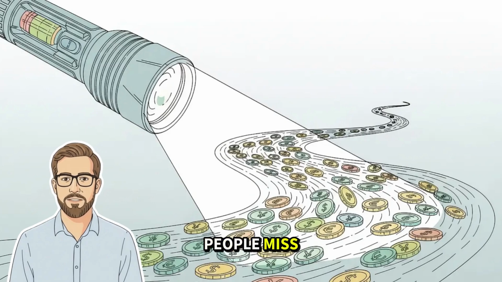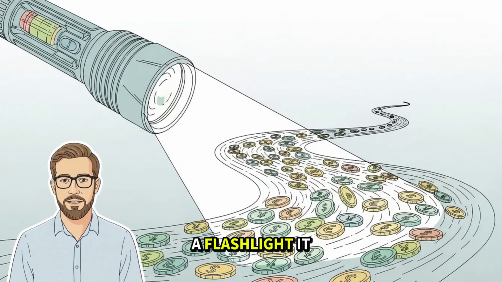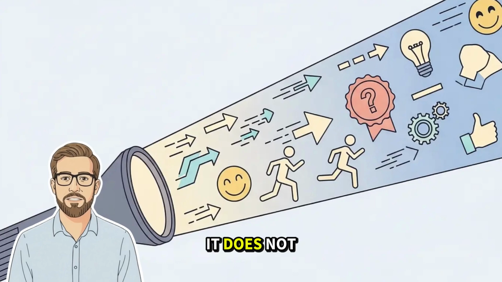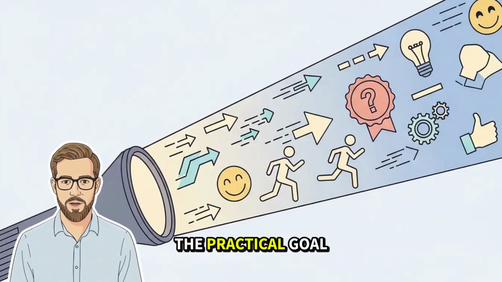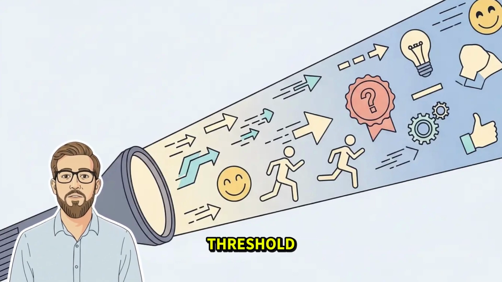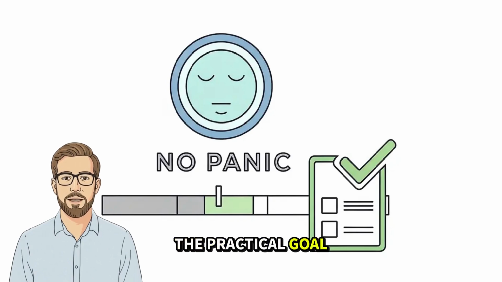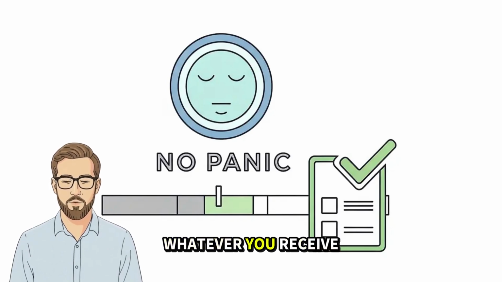That's the part people miss. The form is a flashlight. It shines on money movement. It does not label what the money meant. So the practical goal is not to panic about the threshold. The practical goal is to be able to reconcile whatever you receive.